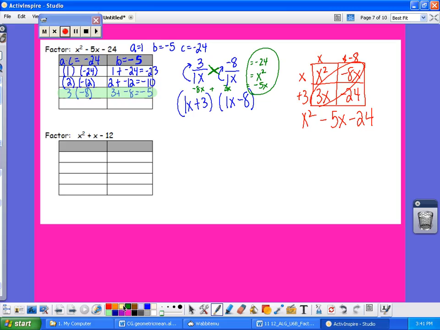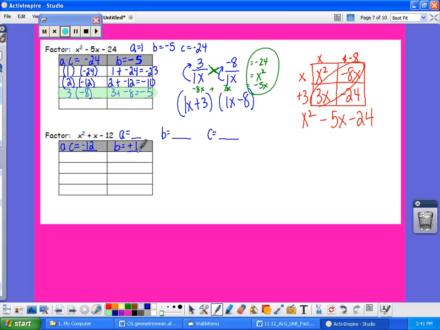Okay? So last one, I'm going to kind of let you go on your own. I'll guide you through this. So A equals, you fill that in. B equals, you fill that in. And C equals, you fill that in. Here is A times C, which is, you fill that in. And B equals, you fill that in. Actually, I'll fill in this, which is -12, and this is +1.